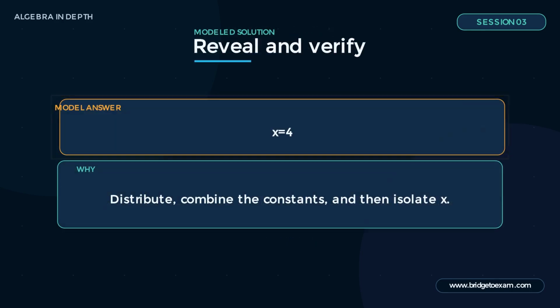Here is the modeled solution. The answer is x equals 4. Distribute, combine the constants, and then isolate x. Verify it against the exact wording before moving on.